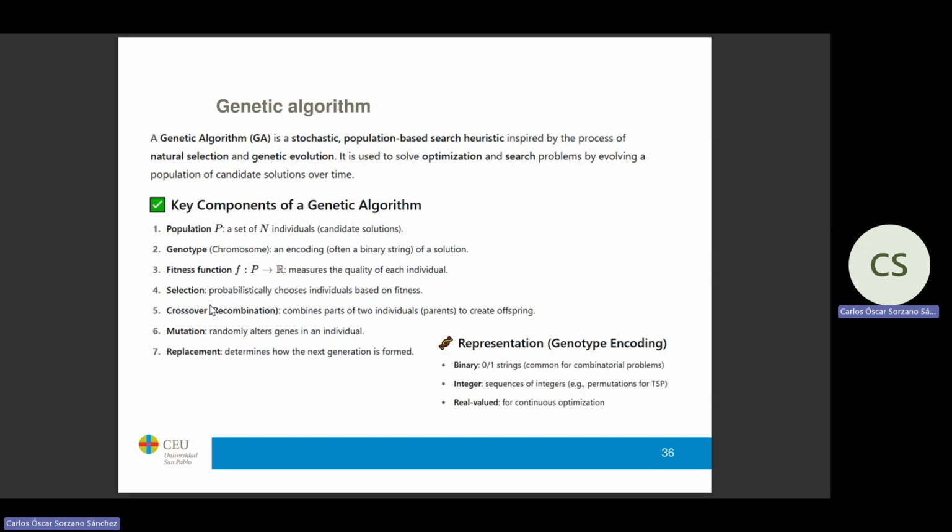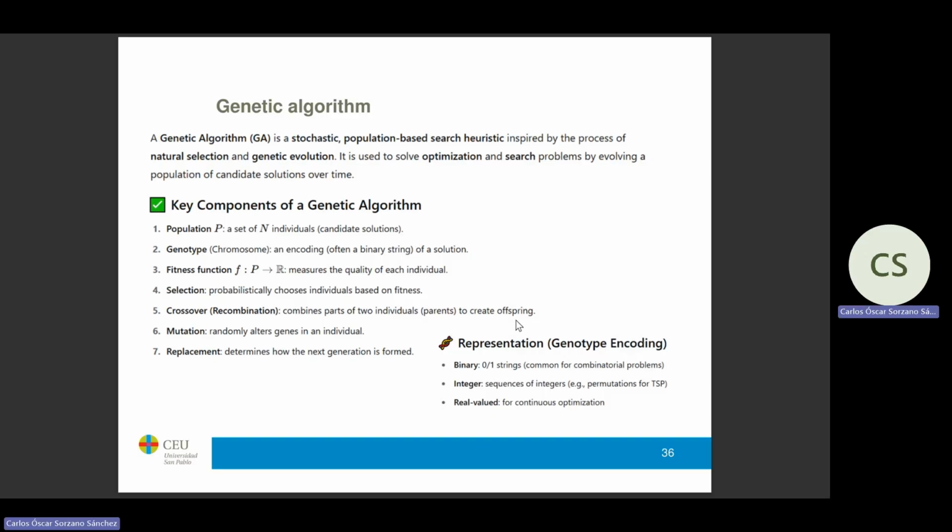So there is a crossover, also called recombination. There is a mutation: randomly you change some genes in the individual. And there is some replacement. The replacement is how the next generation is formed based on the current generation. So how you match parents, and if there is some kind of elitism, so the best individuals in some generation always get to the next one, this kind of stuff.